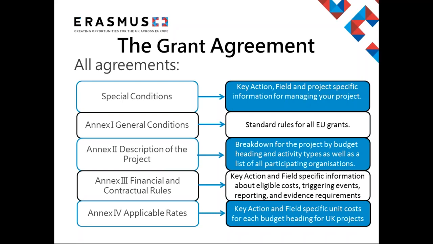Article 2.2 sets out your general obligations for managing your grant in line with the agreement. Inform the national agency of anything that may affect the implementation of your project and of any changes to your organisation. Article 2.13 explains what to do if there's any changes that mean you need to request an amendment. I'll go over this in a bit more detail later.